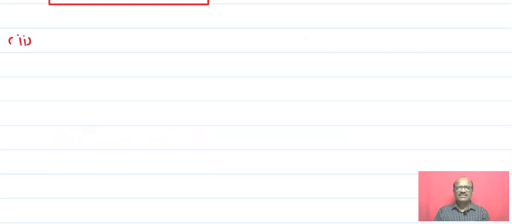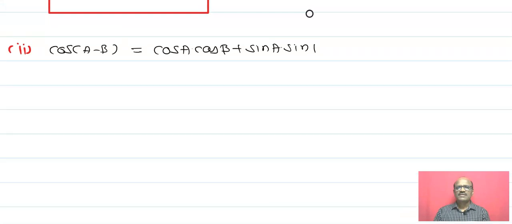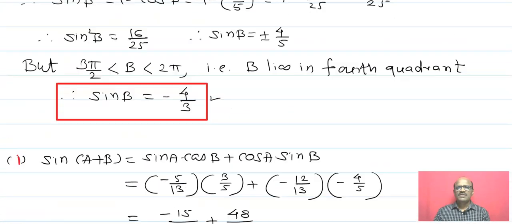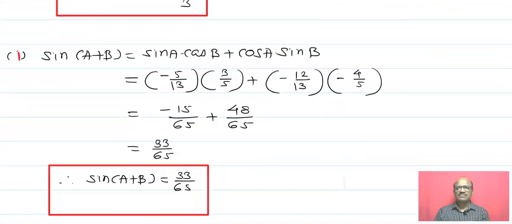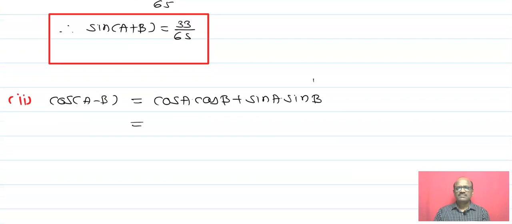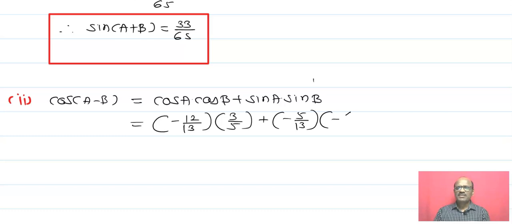Next is the second one. Cos of A minus B is equal to cos A cos B plus sin A sin B. And now substitute the values. That is, cos of A is minus 12 upon 13 into 3 by 5, plus in bracket minus 5 upon 13 into minus 4 upon 5.